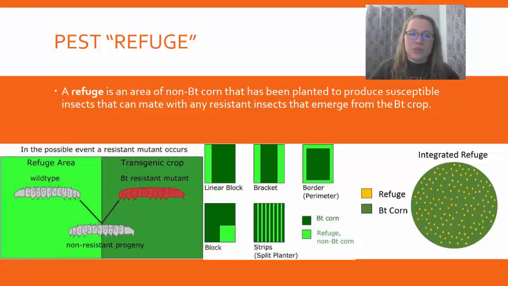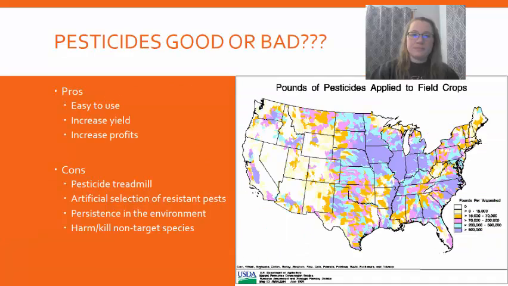But how does this refuge really work? Well, thinking back to genetics here, this has to do with crossbreeding of these random mutants that are resistant to the Bt corn and the typical wild type that is not able to survive on the Bt corn. When you cross these two, the offspring are going to have that wild phenotype, and they are not going to be able to eat or feed on that Bt corn. So this is a way that farmers are able to avoid the pesticide treadmill.